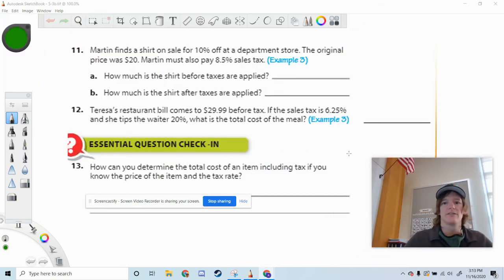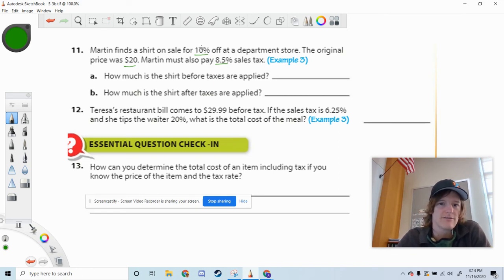All right, number 11. Martin finds a shirt on sale for 10% off at the department store. The original price was $20. But he also has an 8.5% sales tax that happens after his discount. So if he gets 10% off, how much is the shirt before taxes are applied?